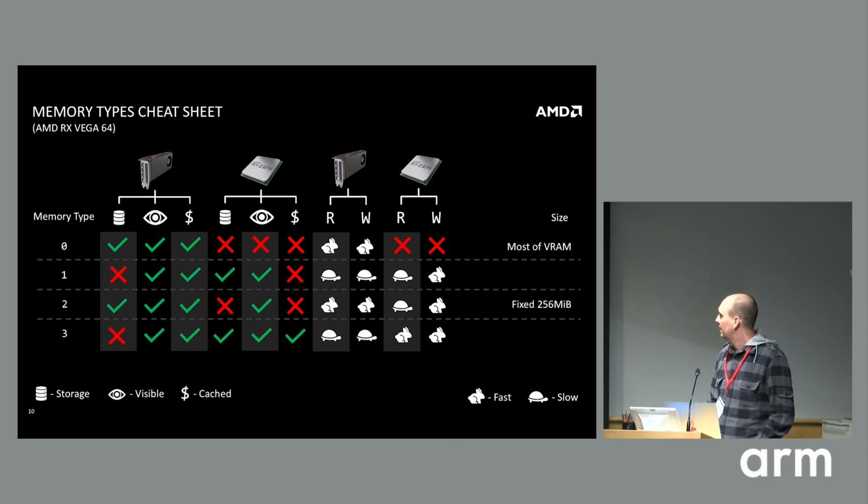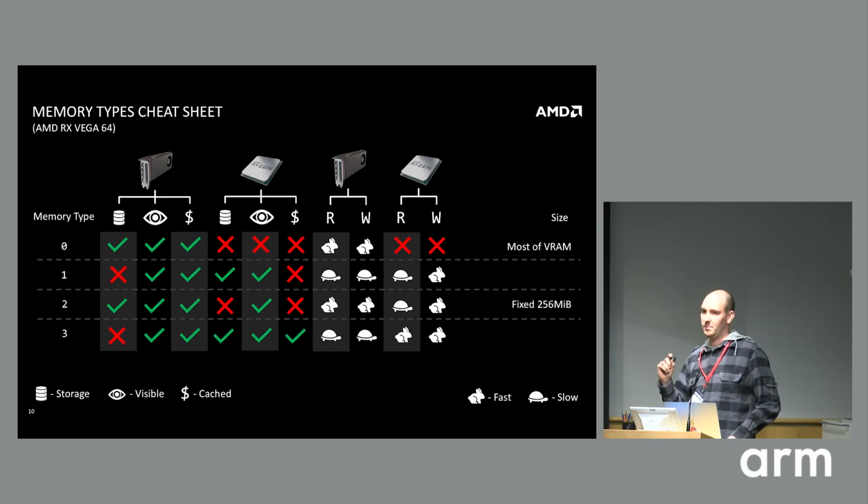So down the left-hand side, we've got the memory type, so that's 0 through 3. They correspond to the types we had on the previous slide that were all connected up to the heaps. Then the next 3 columns are storage, visible, and cached, and they are properties of the graphics card. A tick in the first column means this thing lives in graphics memory. A tick in the next column means this is visible to the graphics card. And a tick in the third column, where the cache is, means this is cached by the graphics card.